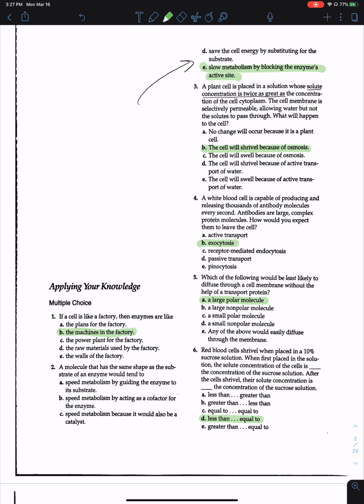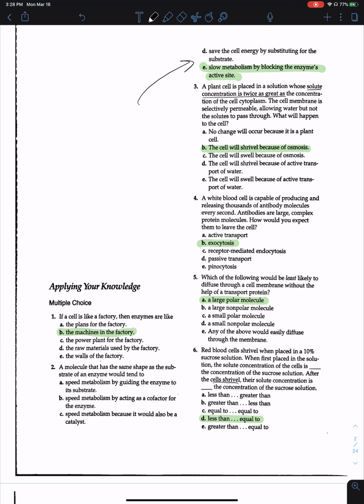So, when first placed in the solution, the solute concentration of the cells is less than the concentration of the sucrose solution. As in, the red blood cells don't have higher than 10% sucrose solution, right? They probably have under 1% of that. But if they're placed specifically in the solution, they have less than that, and water will follow the solute, in this case the sucrose, so water will be drawn out, which would be exactly why the question says that the cells shrivel.